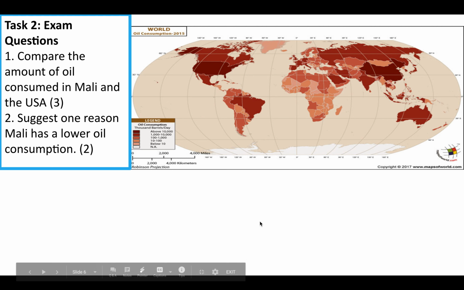And you need to know that Mali is a sub-Saharan African country. So Mali is this country here, amongst the lowest oil consumption. And of course the USA is over here, amongst the highest consumption. So I want you to compare them, and you need to use, in this case, the figures from the map. Okay, it's a 3-mark answer. You're making a comparison, so you want to make a point, give some evidence, and then explain it.